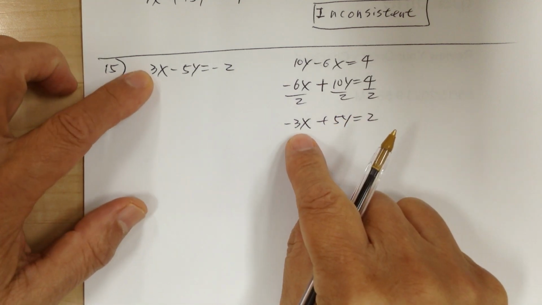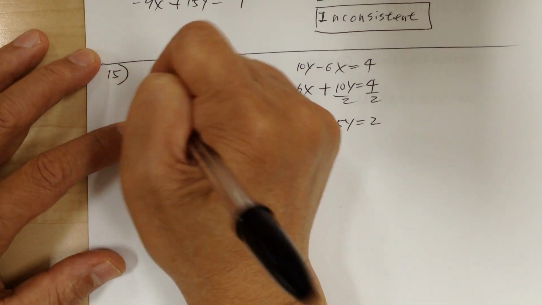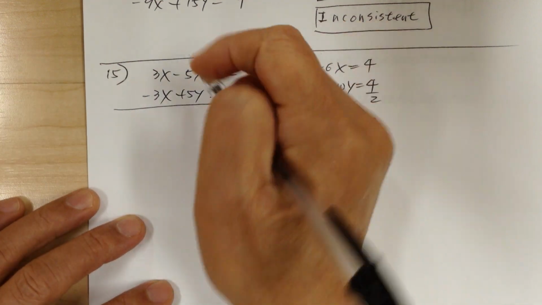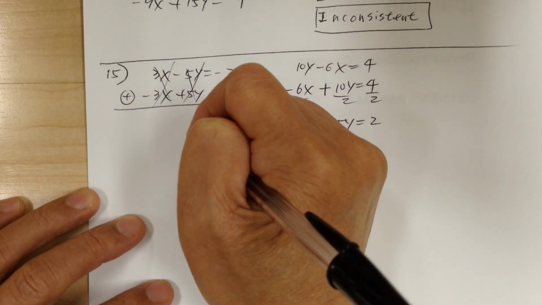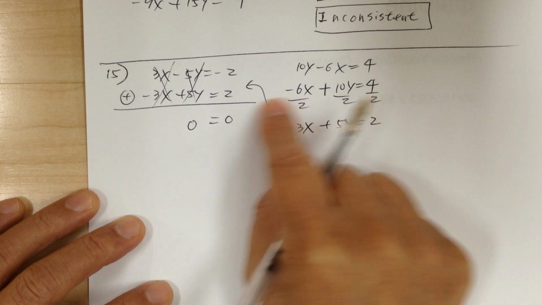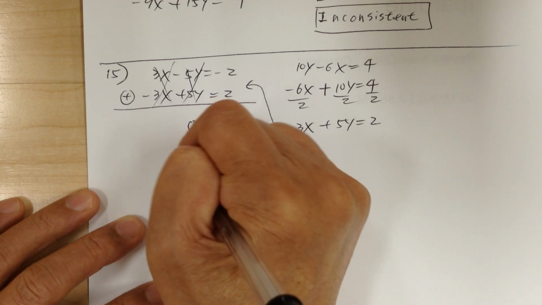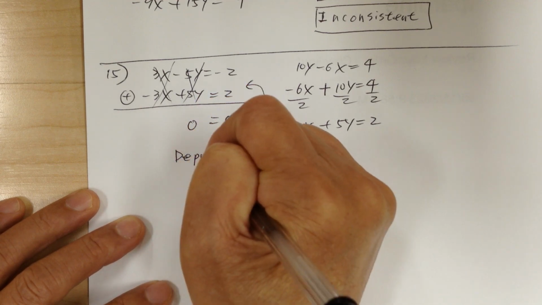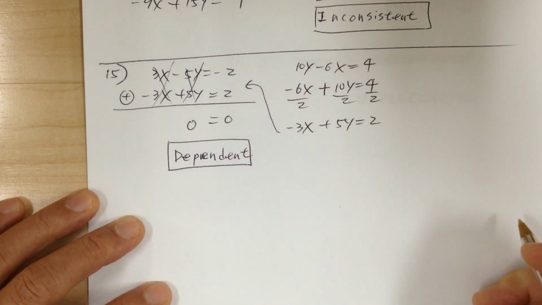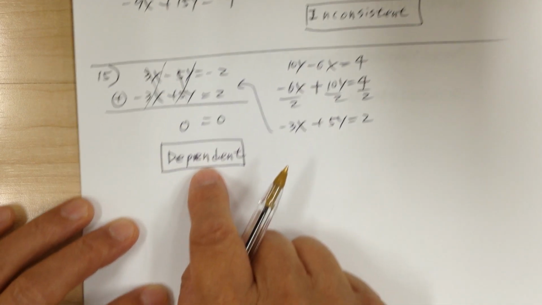In this case, the x is already opposite, so I'm just going to put it underneath to eliminate the x. When I add the two equations, this will cancel, this will cancel, so I've got 0 equals 0. Now this is true. That means it doesn't matter what x and y are, they will always work. So in this case, there are an infinite number of solutions, so the answer is dependent. Again, if it comes out false, if it's impossible, it's inconsistent. If it's always true, then it's dependent.